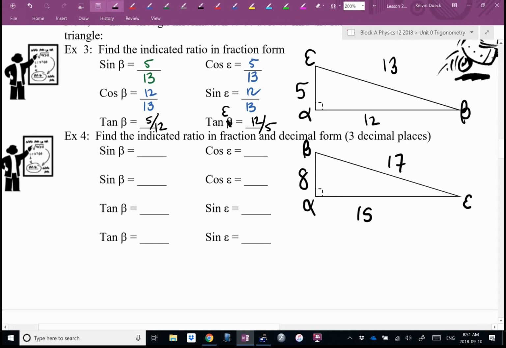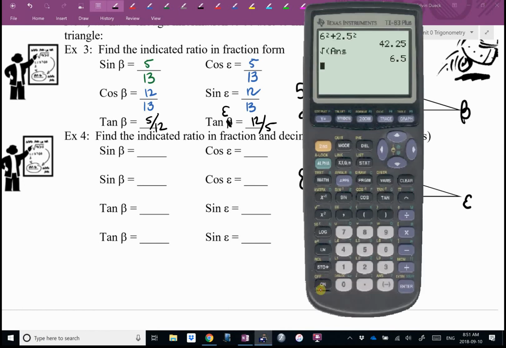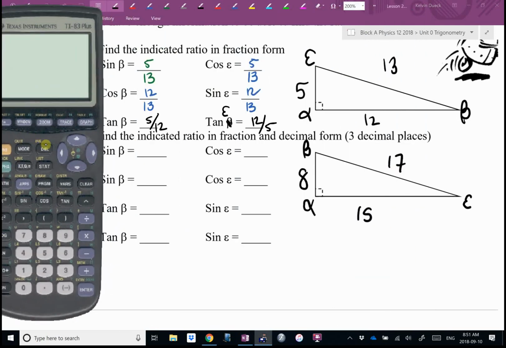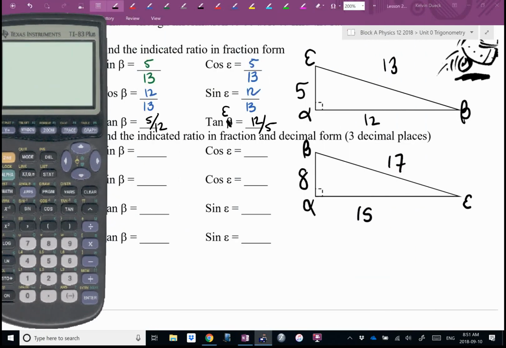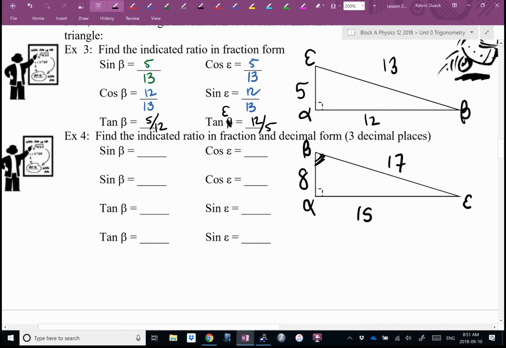Find the indicated ratio in fraction and decimal form to 3 decimal places. Okay. Let's just go to decimal form. So we're going to get our calculators out. Sine of beta, there's beta. Sine is opposite over hypotenuse. What divided by what? Opposite over, you tell me 8's the hypotenuse? I disagree. 15 over 17.